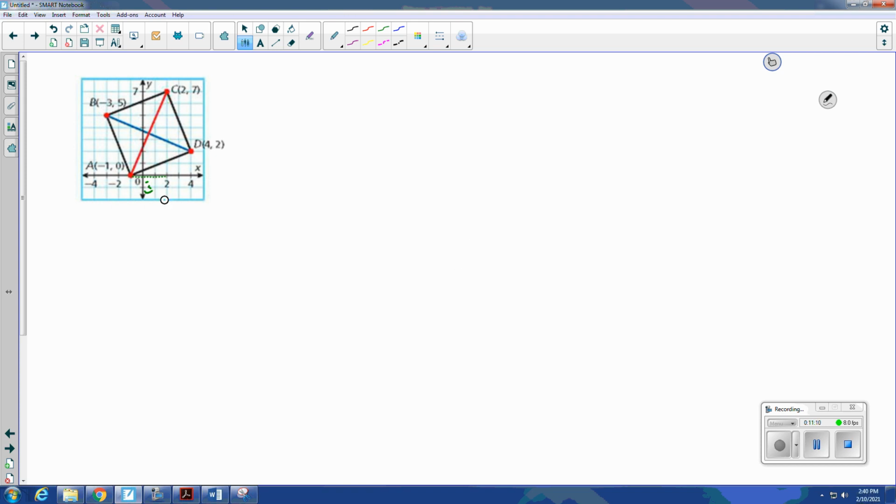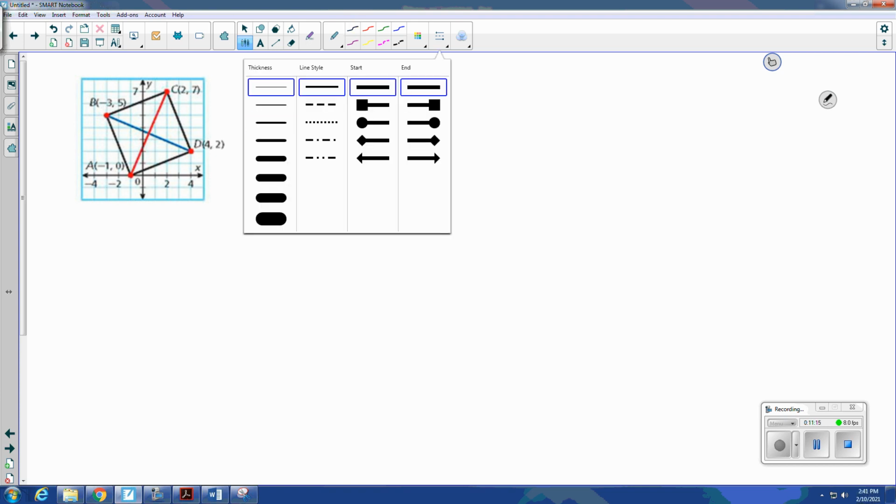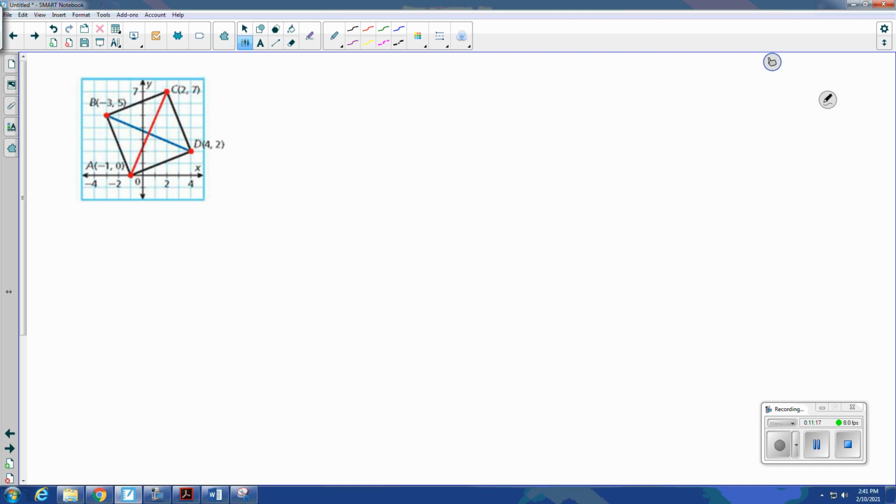So calculating distances, we can use Pythagorean theorem by drawing your own right triangle, or you can use the distance formula, which is really just derived through Pythagorean theorem. So now, diagonals perpendicular, this is going to get us the rhombus verification. And again, this is after we've already verified the parallelogram. So now to get diagonals perpendicular, we're going to be looking at slopes.